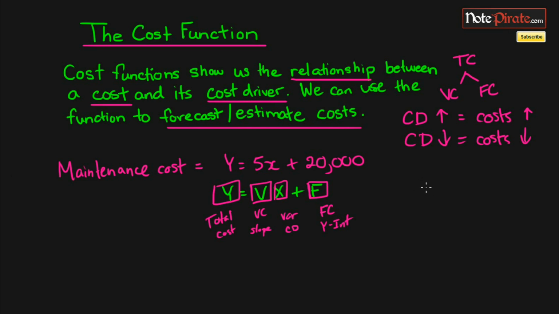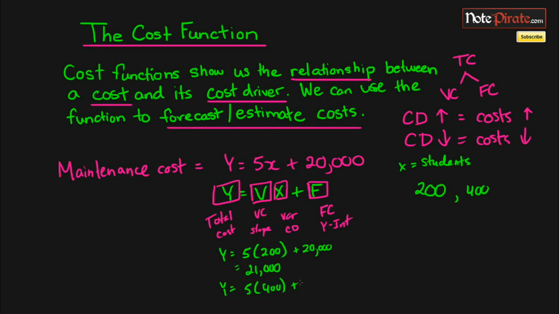The cost function clearly showed us the relationship between cost driver activity and the cost. If we wanted to find out how much cost was associated with 200 students, and x stands for students, our cost driver, so the more students we have, the more maintenance or janitorial cost we have. So at a cost driver level of 200, we can project that our total maintenance costs will be $21,000. And if we had a cost driver activity level of 400, we would just do the exact same thing, sub in the 400, and we would have a total maintenance cost of $22,000.